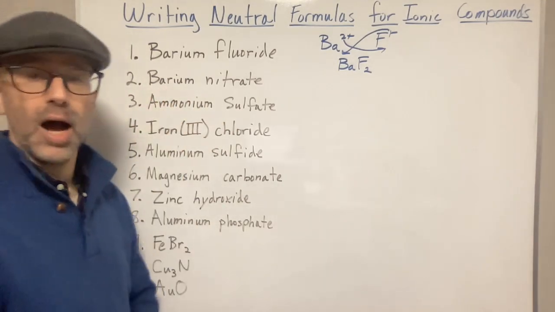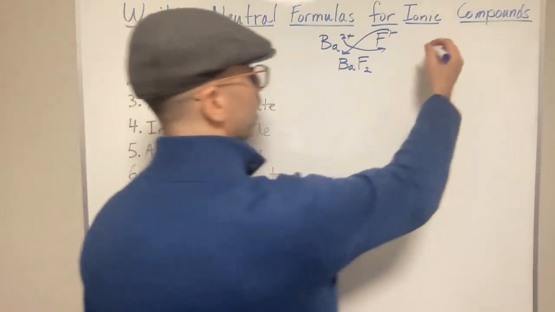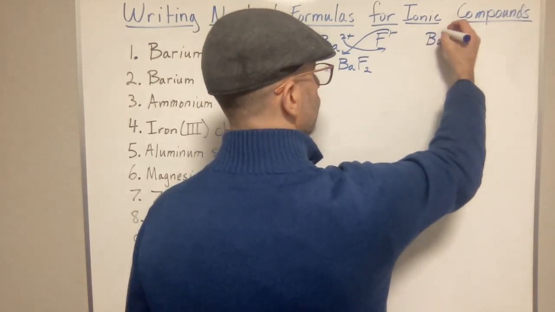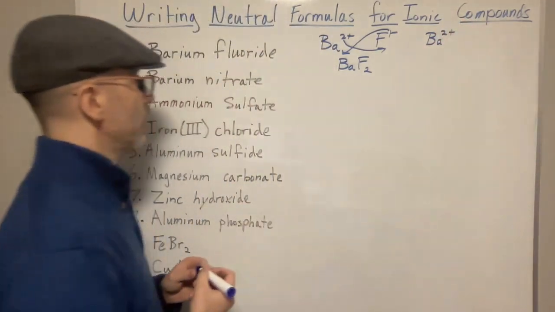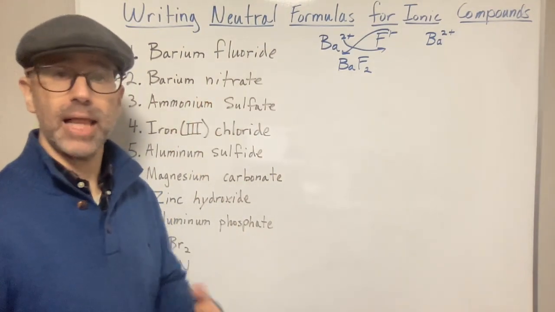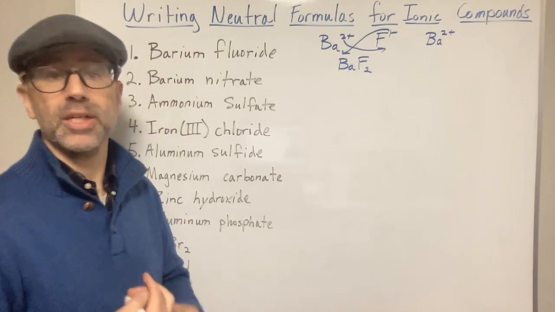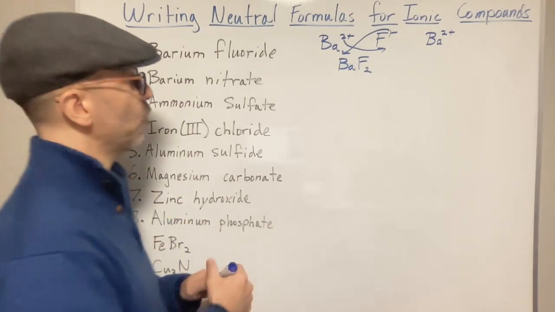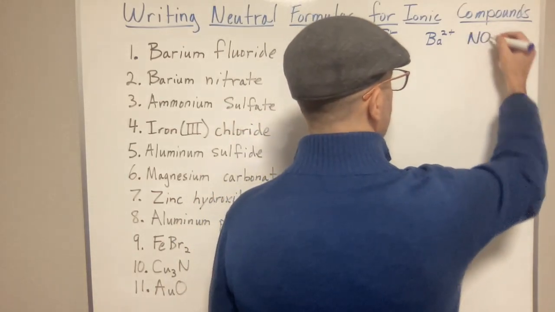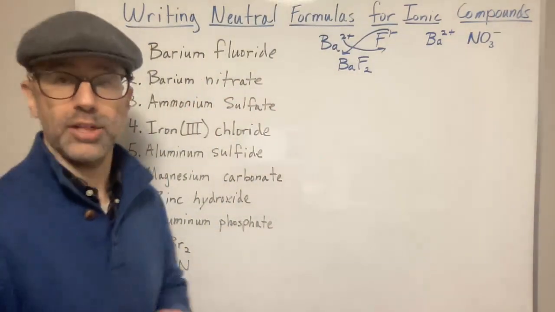So again, barium is the same ion, so that's going to be Ba2+. So I'm going to write it over here. So we have Ba2+ charge. And nitrate, we need to recognize that as a polyatomic ion. So you need to know the polyatomic ion formula and its charge. So we're going to write that over here. So nitrate, you should know, is NO3 with a -1 charge.